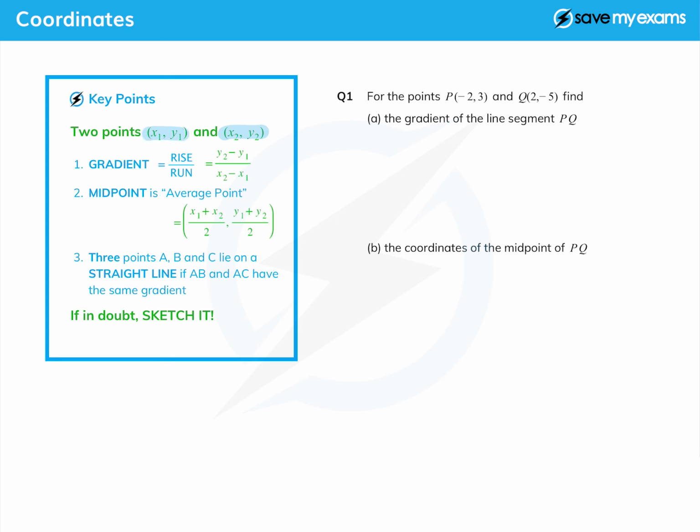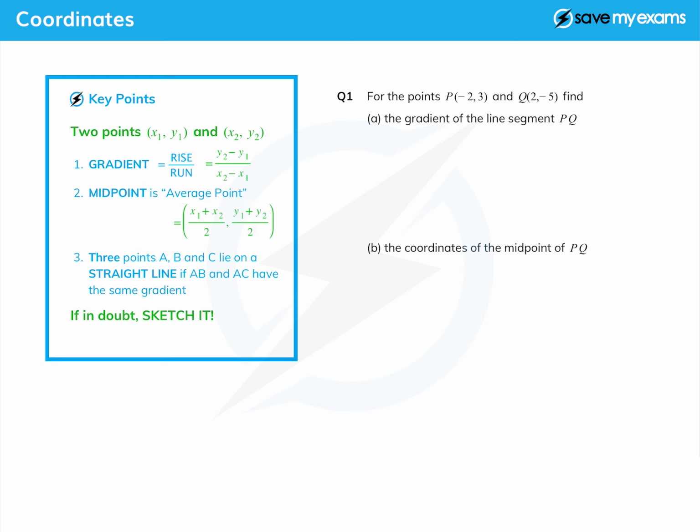Another thing you might be asked to do is to find the midpoint of a line segment. The way to remember it is that it's really in the middle. It's the average point or the mean point, and so we simply find the average of the x coordinates, x1 plus x2 over 2, and the average of the y coordinates, y1 plus y2 over 2.